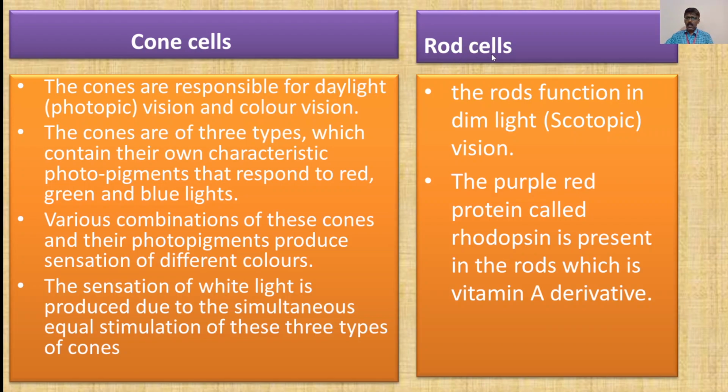Then the next are the rod cells. The rods or the rod cells function in dim light, that is very low light. It is called scotopic vision. Then the purple red protein called rhodopsin is present in the rods, which is a vitamin A derivative. Now this was about the cone cells and about the rod cells in detail.